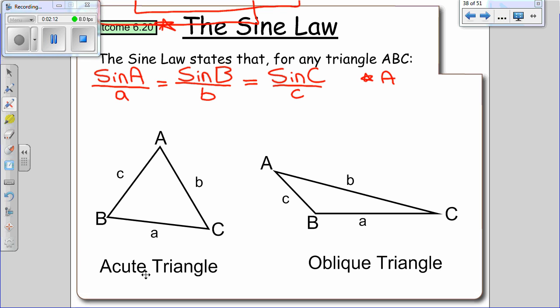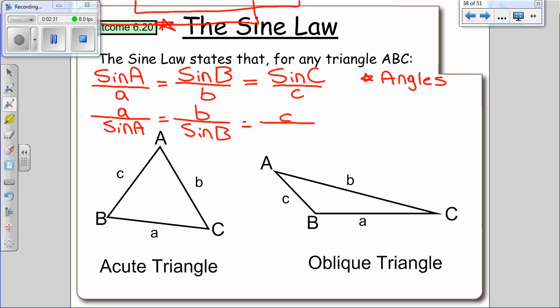They've created another sine law that looks almost the same, and it's used for side lengths, and it's A divided by sine A equals B divided by sine B equals C divided by sine C. These are the exact same law, it's just one's flipped upside down, and that makes it easier for us to find missing sides.